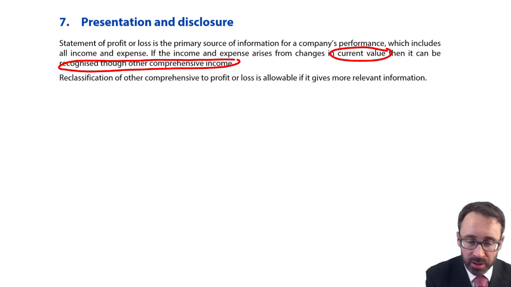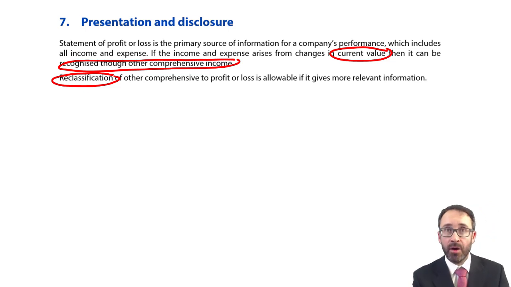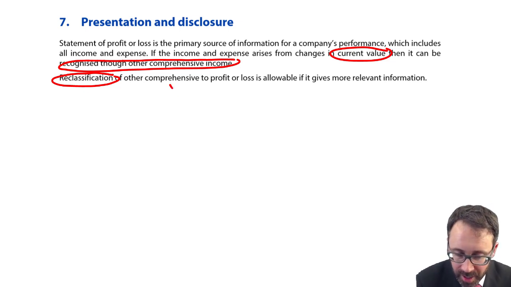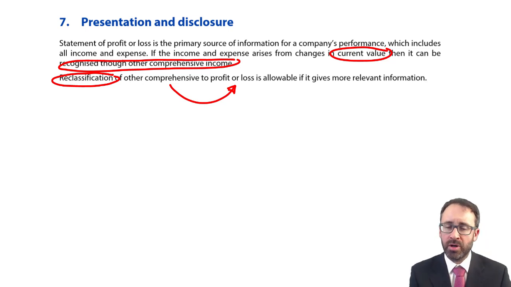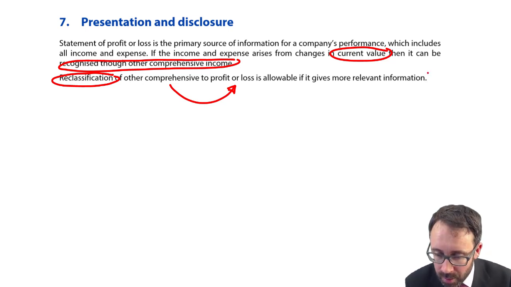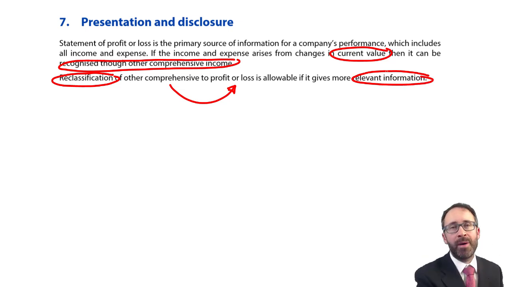It also then goes on to briefly mention reclassification. So you can take what's been recognized in OCI and transfer it through to profit or loss if it gives more relevant information. So again, going back to the qualitative characteristics, if it is relevant to show it in profit or loss and reclassify it that way, then do so.